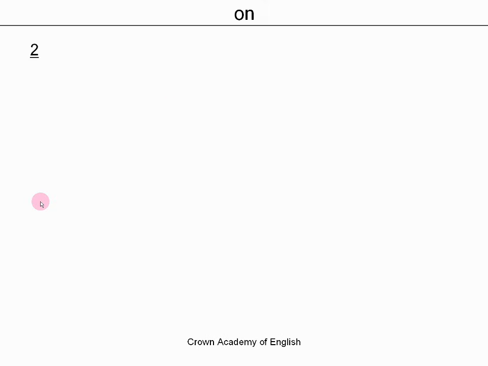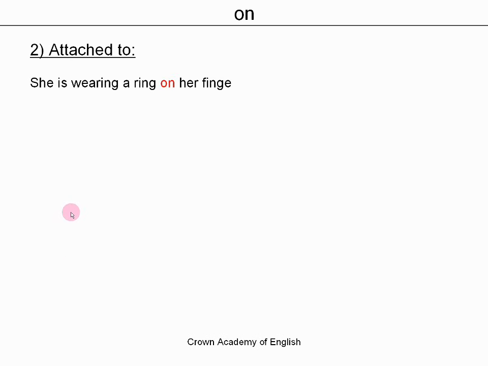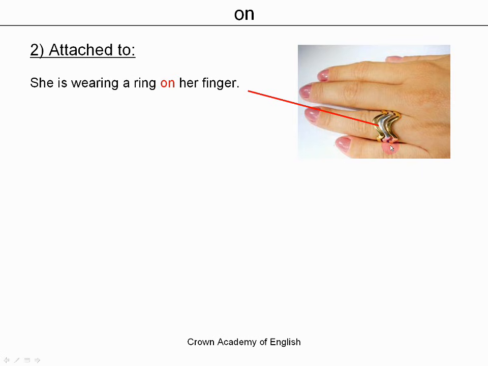Okay, and now let's look at number 2. If something is attached to something else, we use the word on. For example, she is wearing a ring on her finger. So there we have a photograph. There is her finger, there is the ring. The ring is attached to her finger, and so we say she is wearing a ring on her finger.